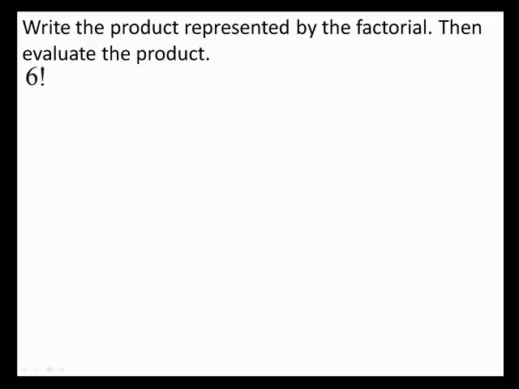Write the product represented by the factorial, then evaluate the product. 6 factorial. Write 6 factorial as 1 times 2 times 3 times 4 times 5 times 6. Use a calculator to simplify 1 times 2 times 3 times 4 times 5 times 6. You find that 6 factorial is equal to 720.